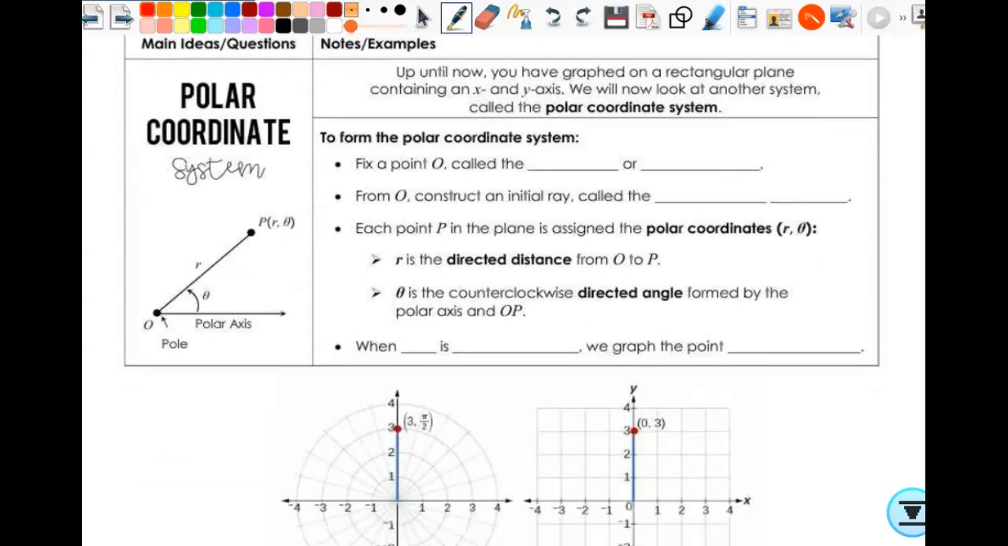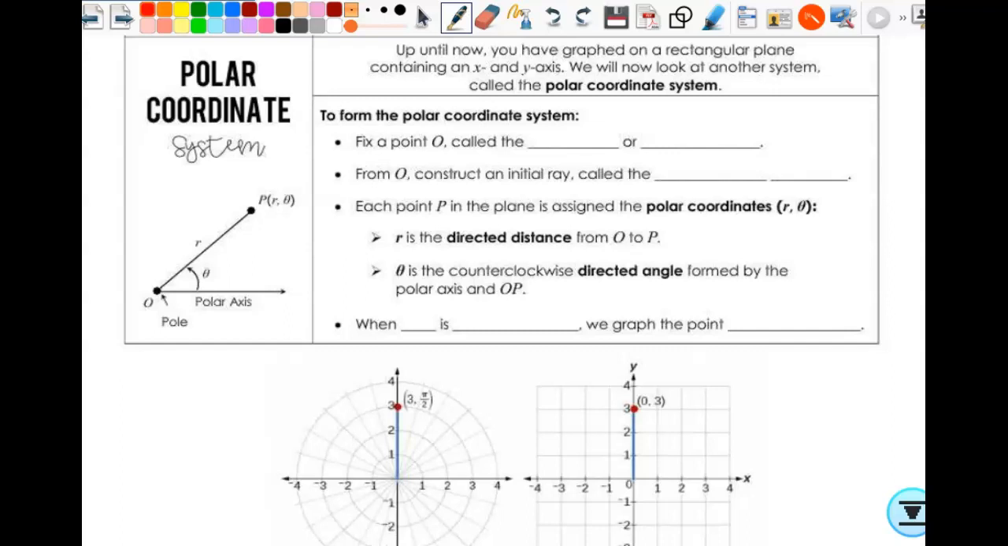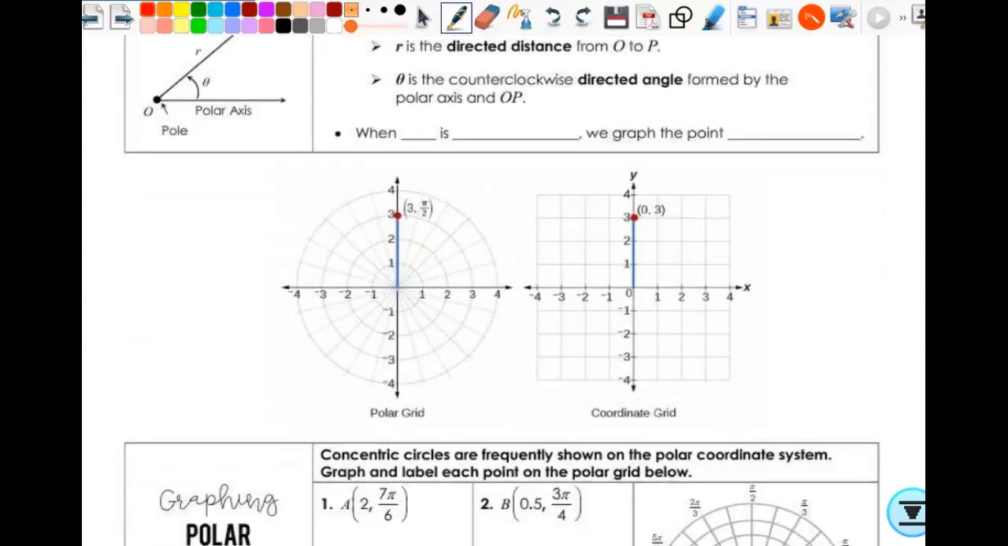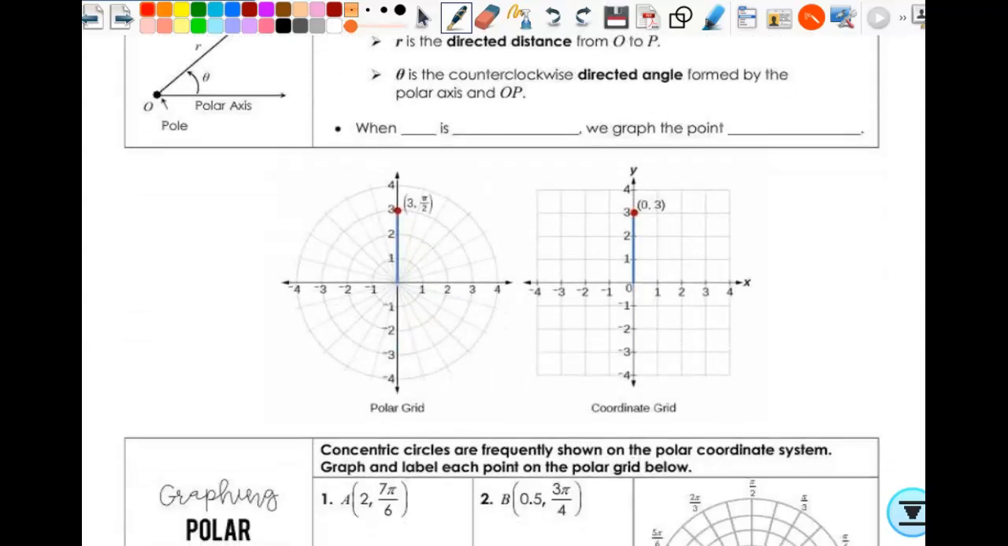So this says, up until now, you have graphed on a rectangular plane containing X and Y axis. We will now look at another system called the polar coordinate system. So let's just look at the difference between these two real quick. This is what you're used to. This is what a polar coordinate grid looks like for the most part. It has extra axes in here. So we have X and Y axis. If I basically put the X and Y axis on here, it would look like this.